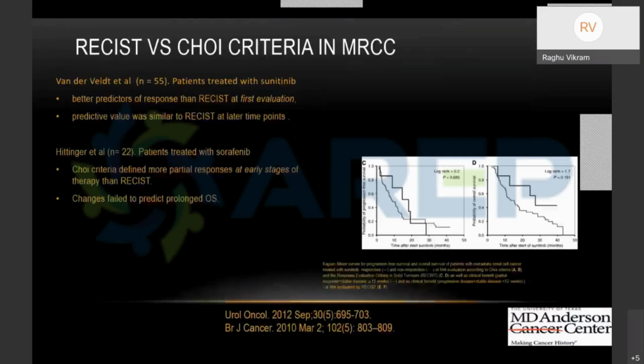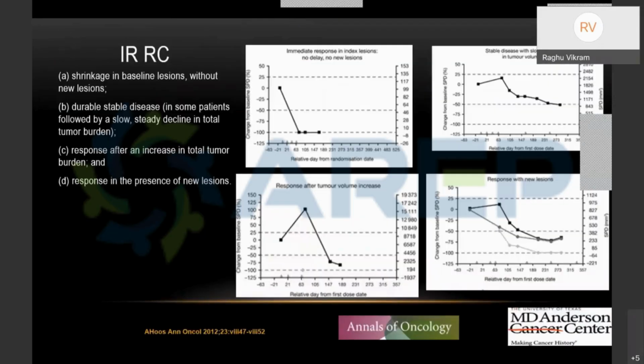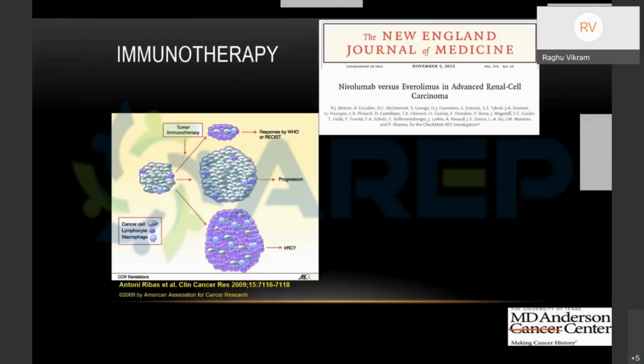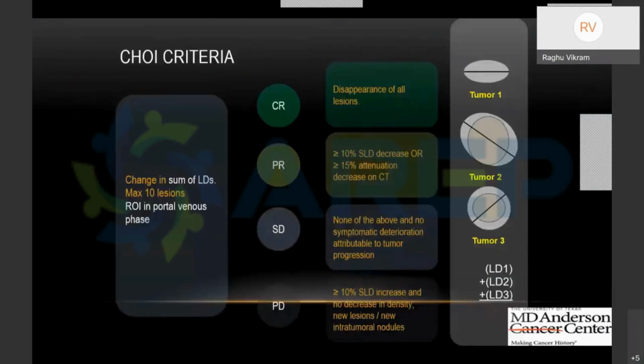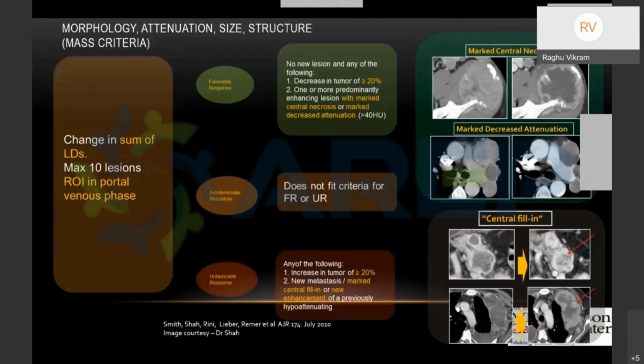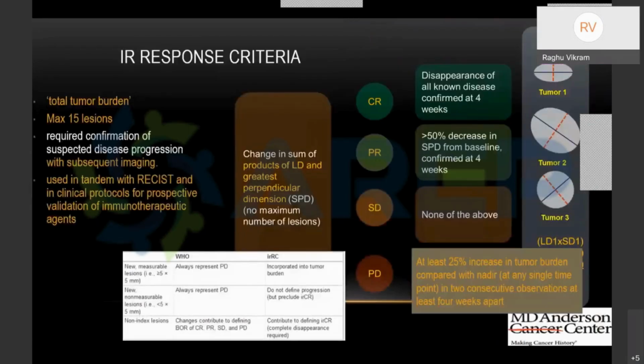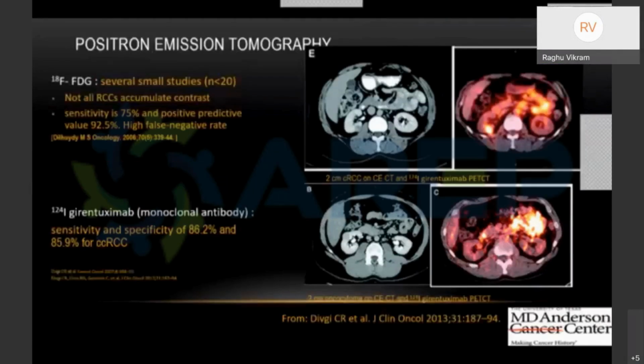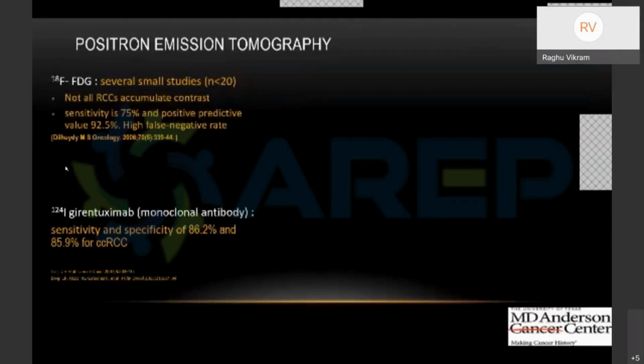Where is it? Where was my PET-CT? There was a slide, I'm sorry. Anyway, if I find it. Yeah, so this is a slide which I kind of very fast skimmed through.